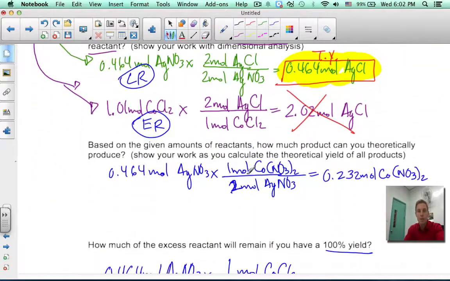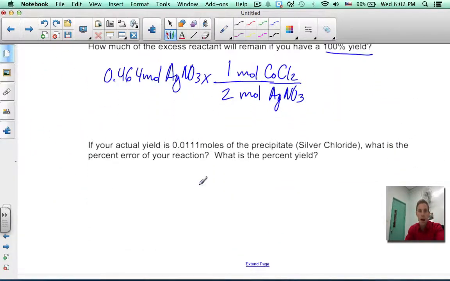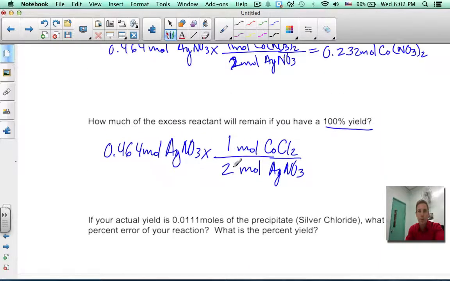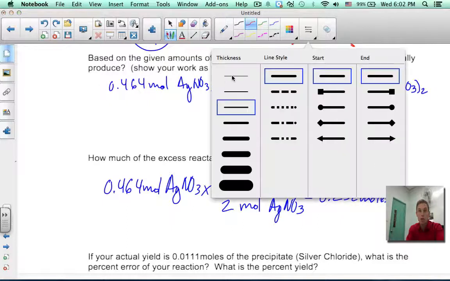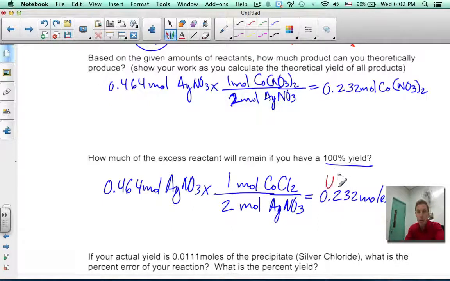So as I scroll back down, I say to myself, okay, I have 0.464 times 1 divided by 2. I have 0.232 moles of cobalt 2 chloride that I used. This is how much I needed or how much I used. Alright, how much was I given? I was given, if you look back at the top, 1.01 moles of cobalt 2 chloride at the beginning. You take the given, you subtract the used, and you have the remaining.